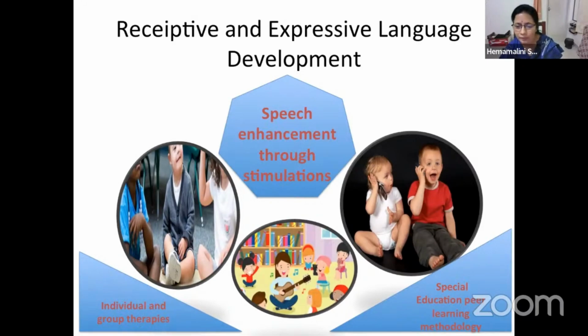So this is a combination of speech therapy, definitely. But when it comes to special education, we call it a learning methodology through peer learning. So the child needs to be exposed to different environments so that the child learns to listen, speak, or at least imitate.